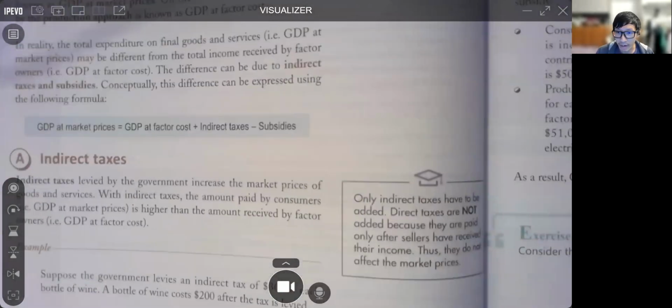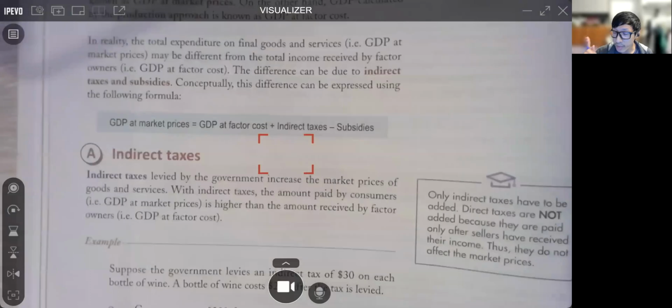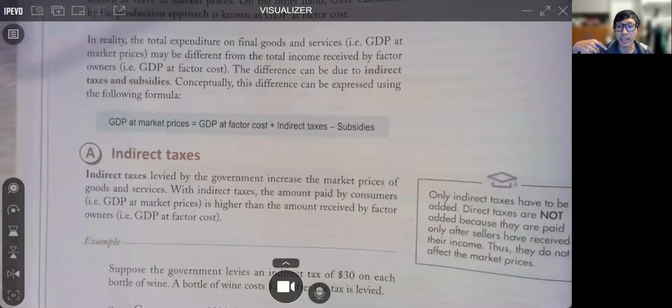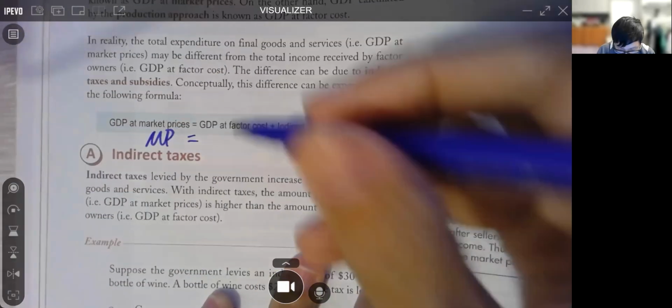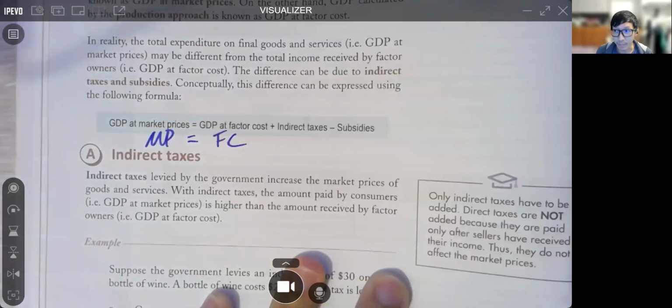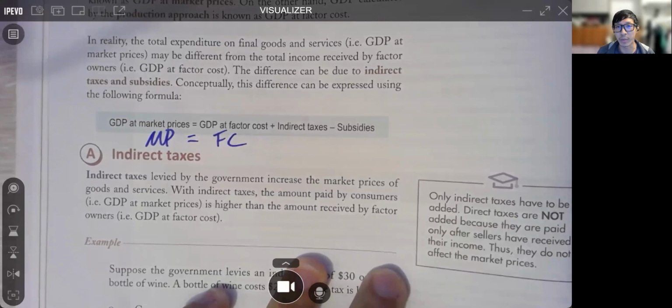You must remember this formula, but you don't need to memorize it, it's actually very easy to remember. Okay, now let's start with this, right? Market price. Now how do we obtain a market price? Obviously, we need to start with factor cost. Right? Whatever we make has a factor cost. Now remember back in chapter 11 when we talk about tax and subsidy, right?